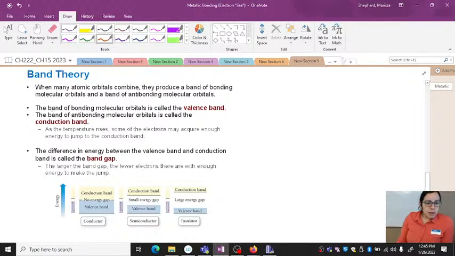And so we say the band of a bonding molecular orbital is called our valence band. And again, this is just for metals, we're talking about that. And so that means that our band of anti-bonding molecular orbitals is called our conduction band. And so as the temperature rises, some electrons may acquire enough energy to jump to the conduction band.